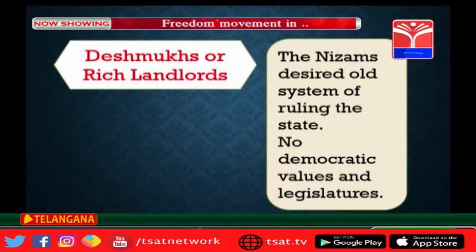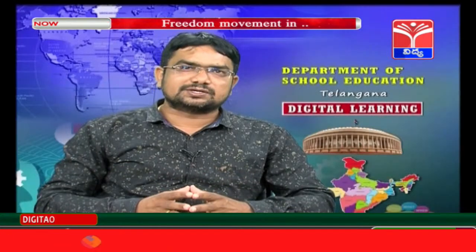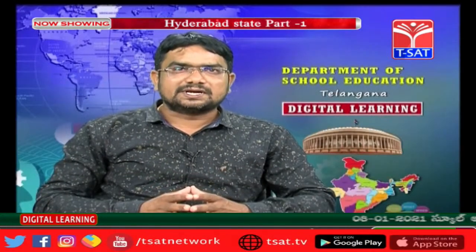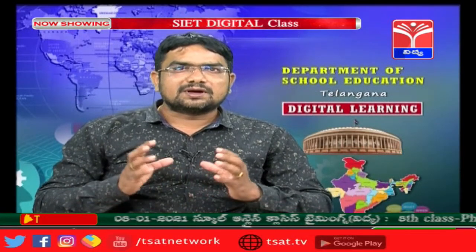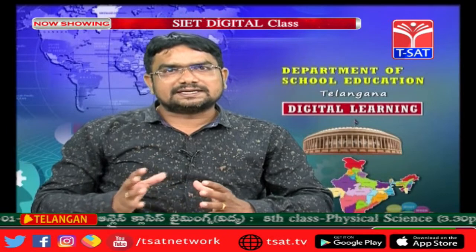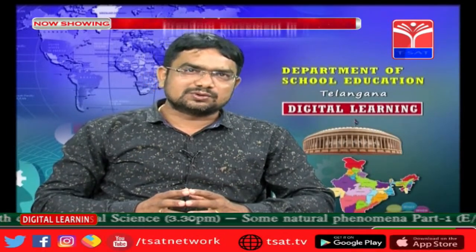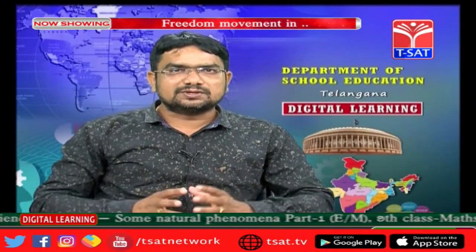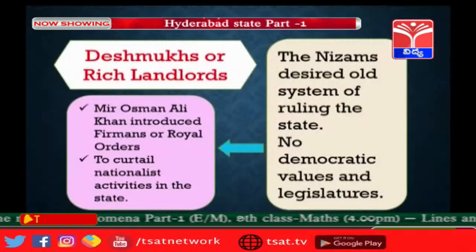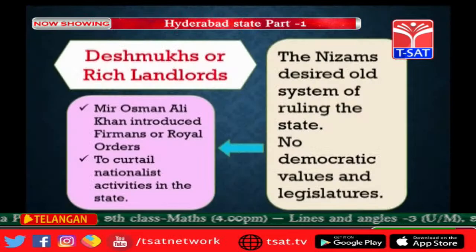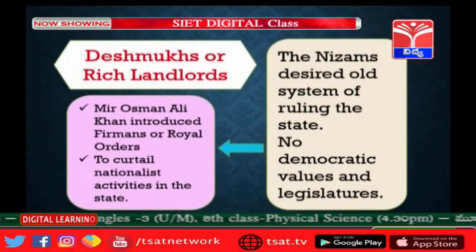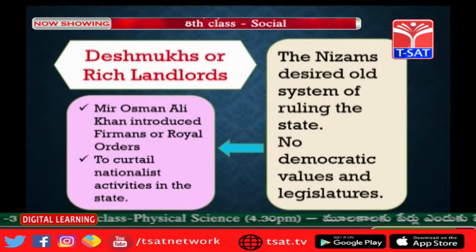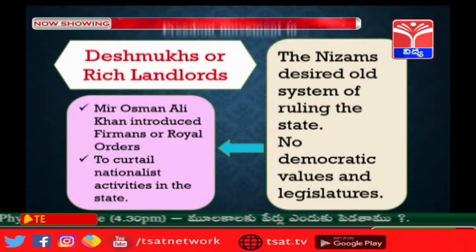Legislatures mean taking decisions according to the wishes of the people, and democratic values mean rule by the people, which is called democracy. The Nizams didn't want to rule their kingdom according to these values. The ruler, Mir Osman Ali Khan, introduced firmans, royal orders, to curtail nationalist activities in the state.